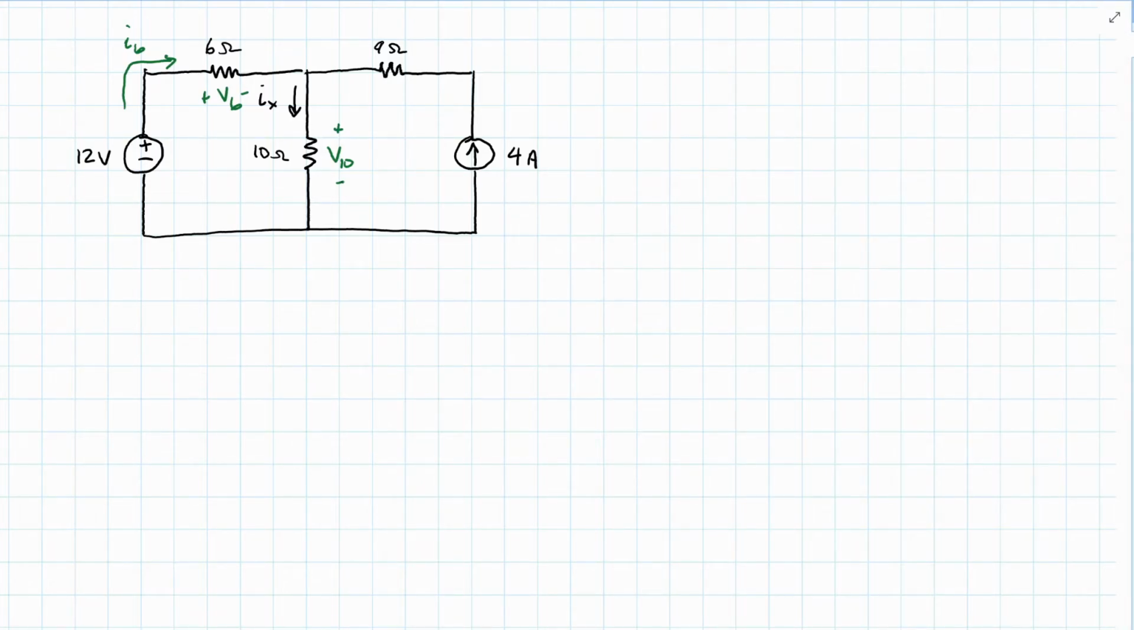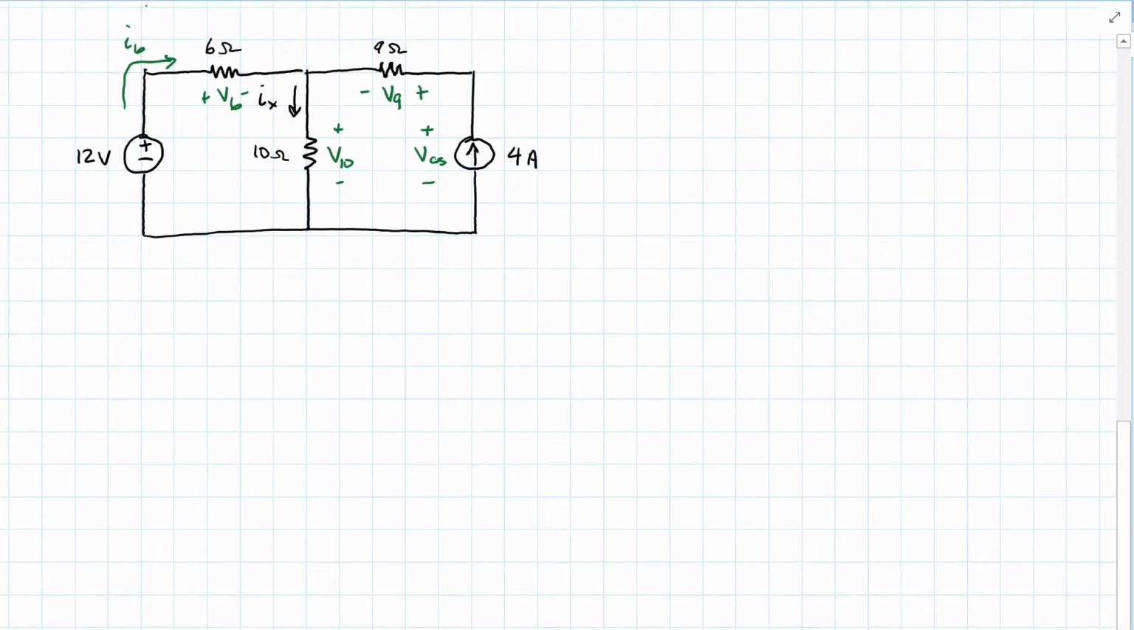Since 4 amps is flowing through the 9 ohm resistor, I'm going to define V9, positive polarity on the right, negative polarity on the left. And finally, I'm going to have a voltage drop over my current source, VCS, again as well.